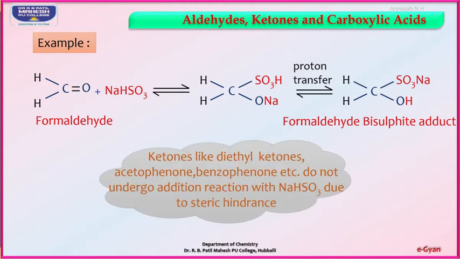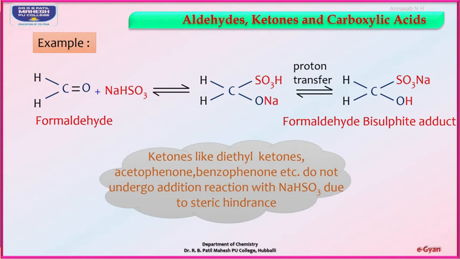Ketones like diethyl ketone, that is C2H5 CO C2H5, acetophenone, benzophenone. Benzophenone means R and R dash both are benzene rings. These do not undergo addition reaction with sodium hydrogen sulfite due to steric hindrance. Steric hindrance because there is a bulkier group: ethyl with 2 carbons, in acetophenone a benzene ring on one of the positions, and in benzophenone the adjacent positions of C double bond O are phenyl groups.